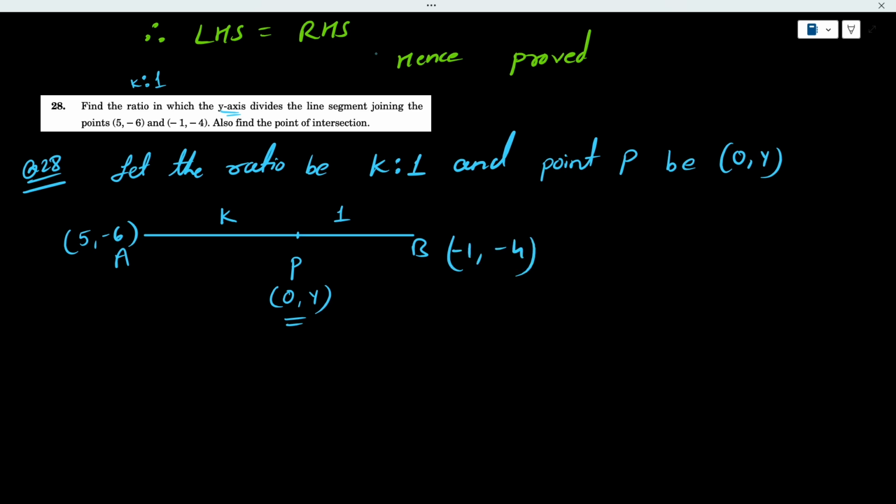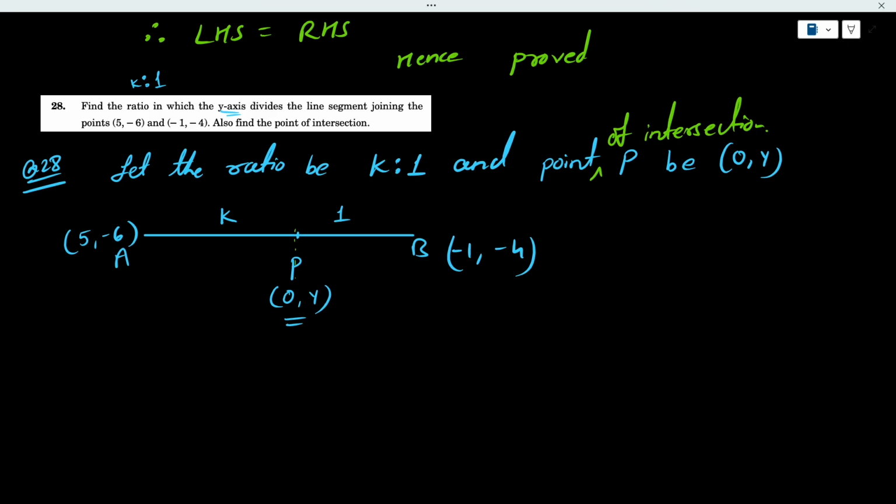Now here you need to find the point of intersection. Here it was written, point of intersection, so you can write the point of intersection as P. That means this point is on the y-axis, right? So both the lines meet at P, the y-axis and line segment AB. So how are you going to solve it first? Because this is a given ratio, you know that you have to use the section formula.